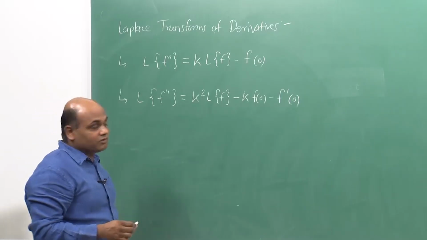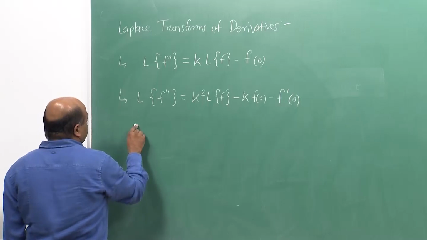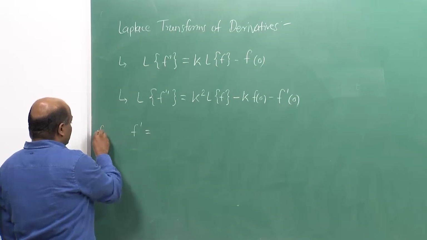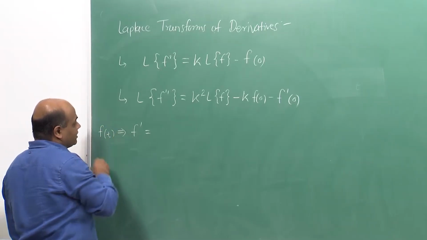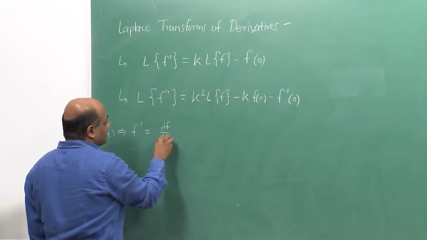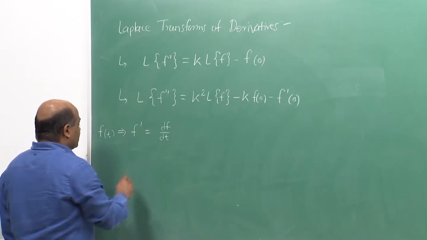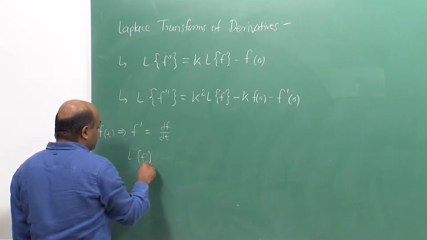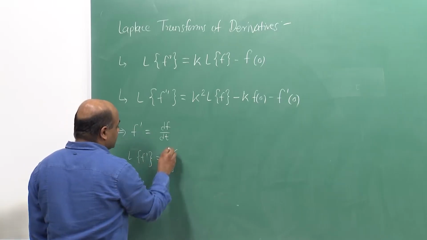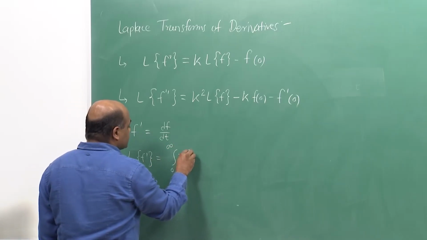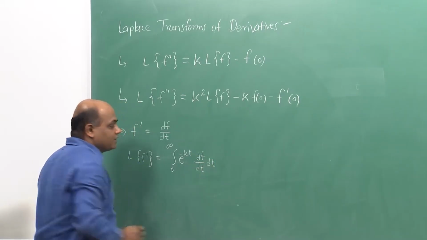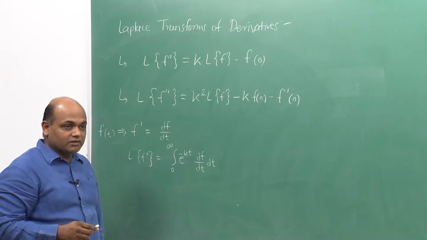So, again let us try to prove this. Since f is a function of t, f of t, f prime is nothing but df by dt. So, the Laplace transform of f prime would be equal to integral 0 to infinity e to power minus kt df by dt dt. Now, how do we proceed?